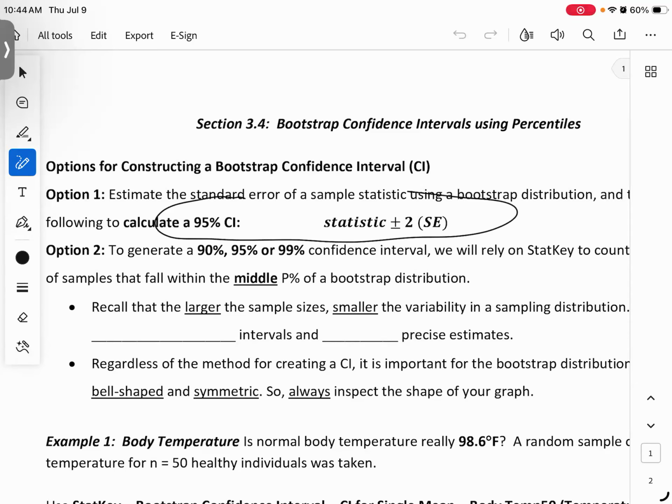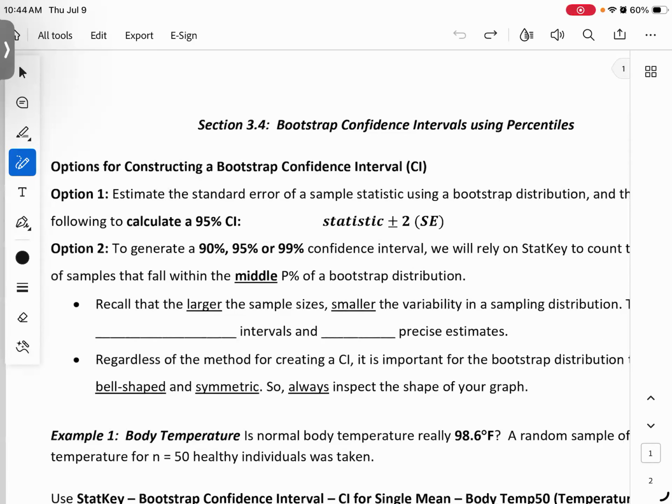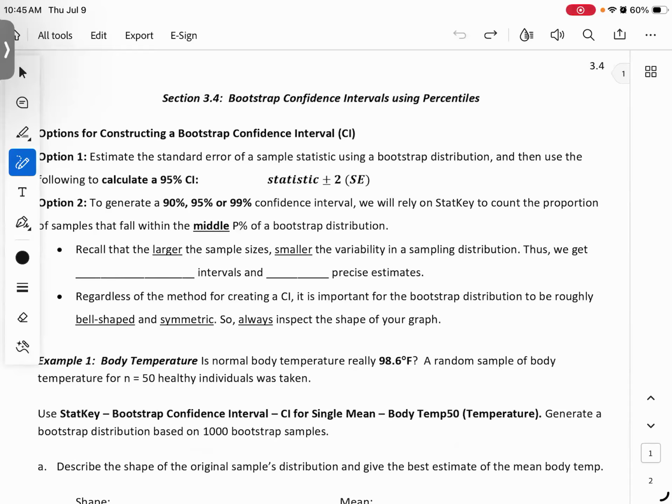For the 95, it's taking your statistic, doing a minus version, doing a plus version where you double your standard error. If you're ever doing a 90 or 99, there are formulas, but for our class, we're not going to need them. And actually, don't go investigate. I mean, you can if you want. But for us, it's going to be a homework exercise where you use StatKey to count the middle 90% or the middle 99%.